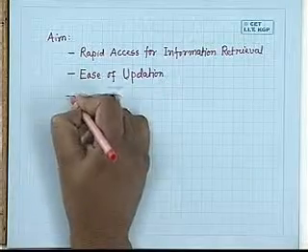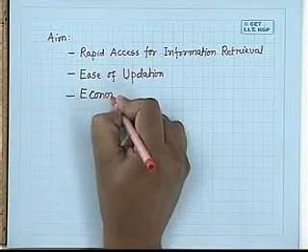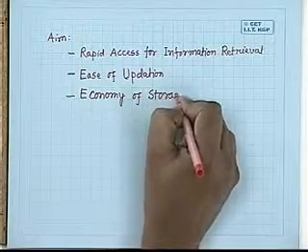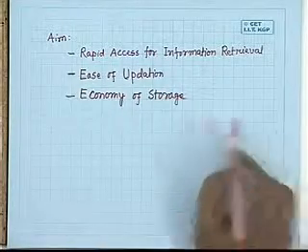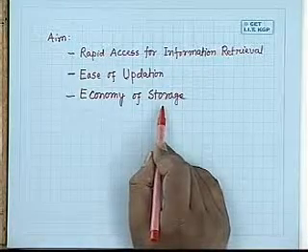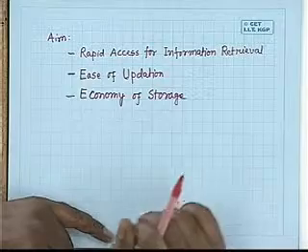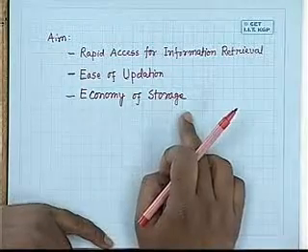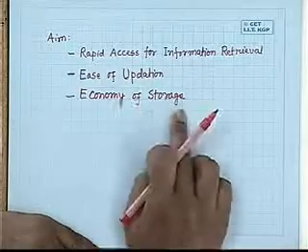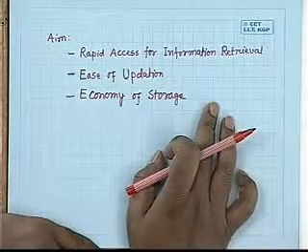Then, of course, the other one is economy of storage. When I say economy of storage, that means there should not be much redundancy in the data that you put. Because if the data is redundant, or if I put any extra information in the data file, then obviously the storage requirement is also going to be more. So our structure should be such that the storage requirement is economic. It does not consume much storage unnecessarily.